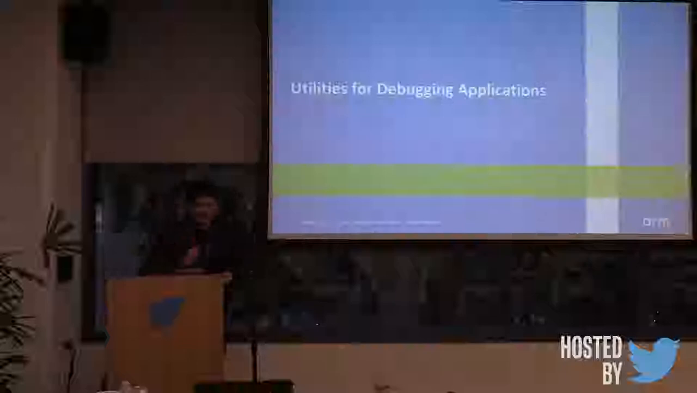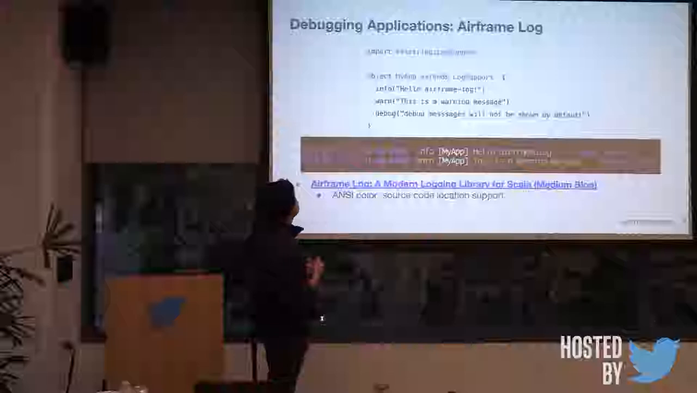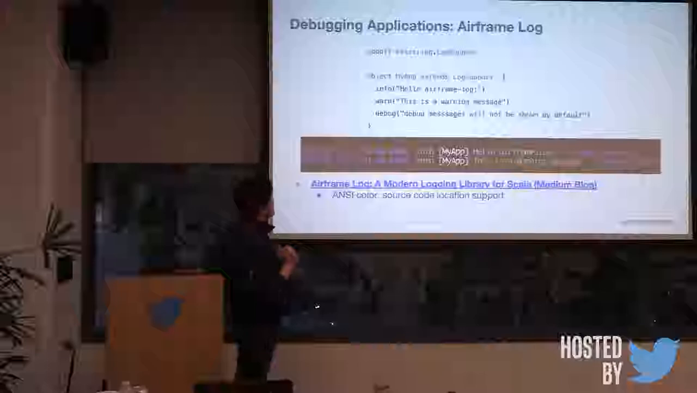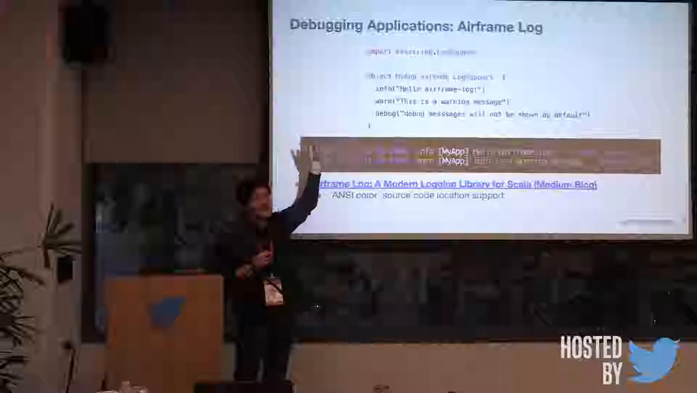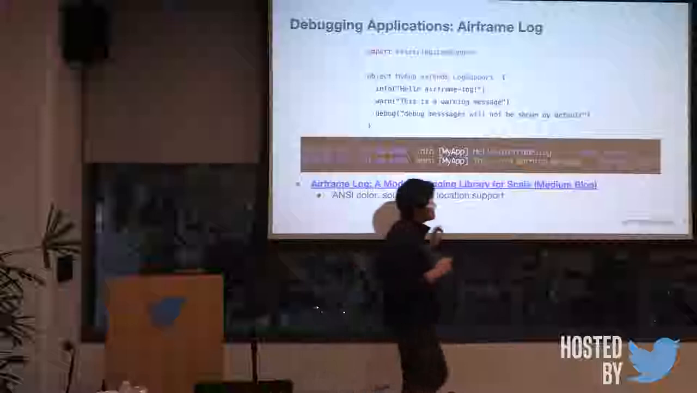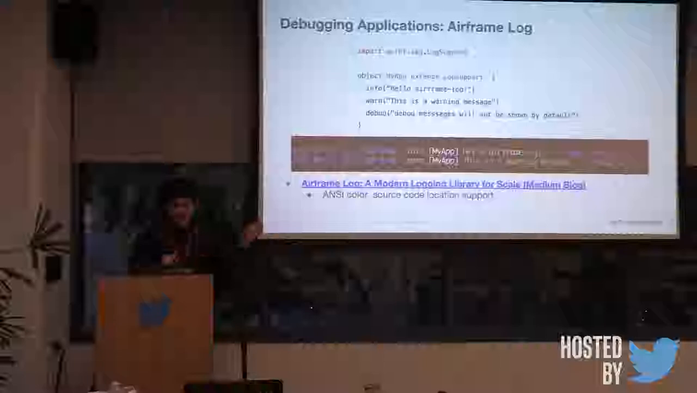But before jumping into dependency injection, I want to show some of the modules that are useful for debugging your application. For example, Airframe log simplifies your application logging. You just need to extend LogSupport, which is defined in Airframe. Then after that, if you write info or warning, you can see this kind of colorful log. An additional good thing about this is you can see the source code location with no performance overhead because these logging codes are generated at compile time by using Scala macros. And you can find more details in my blog post on Medium.